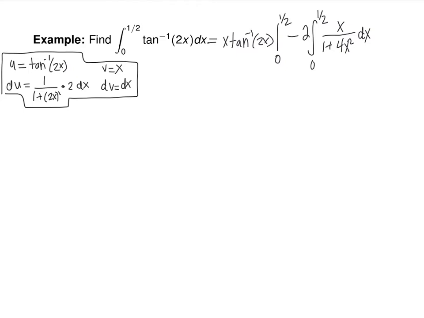So first let's do the whole plug-in 1/2 plug-in 0 bit. So we have 1/2 tan inverse of, well, 2 times 1/2 is 1, minus 0, because whatever inverse tangent of 0 is, you have 0 times it. So in this case, you escaped without having to find inverse tangent of 0, but it's 0 just in case you want to know. And then minus 2 times, I'm going to pause a sec.